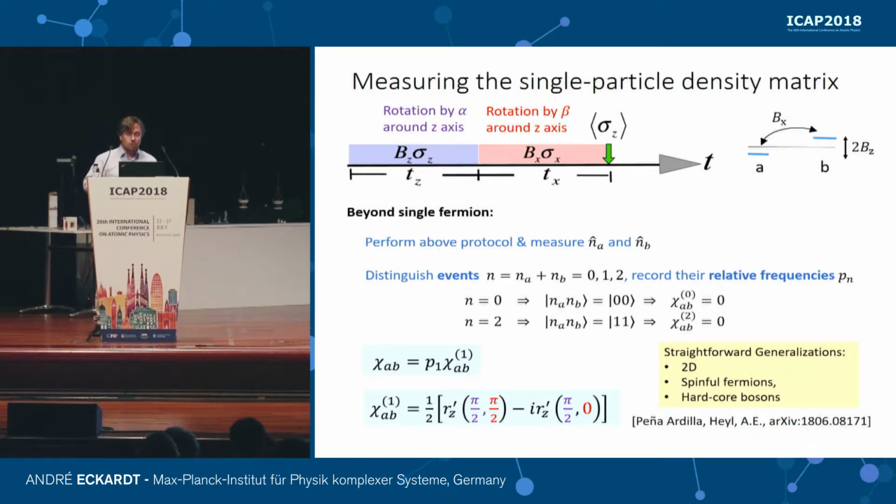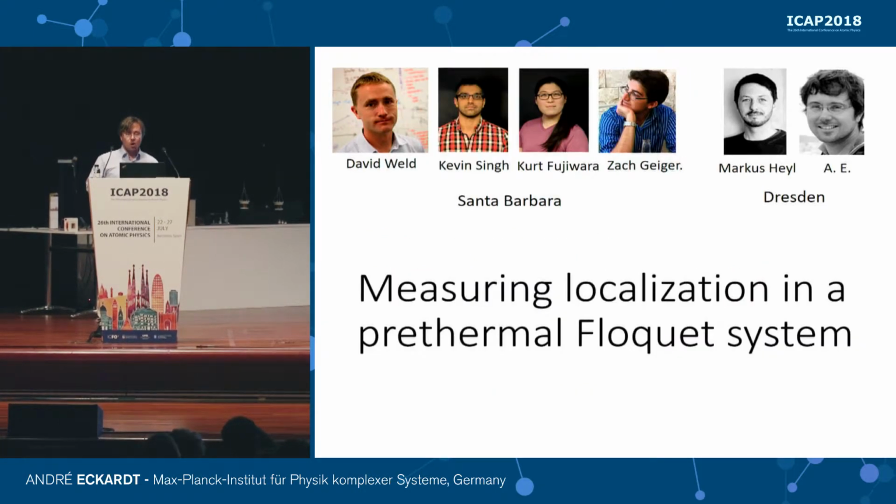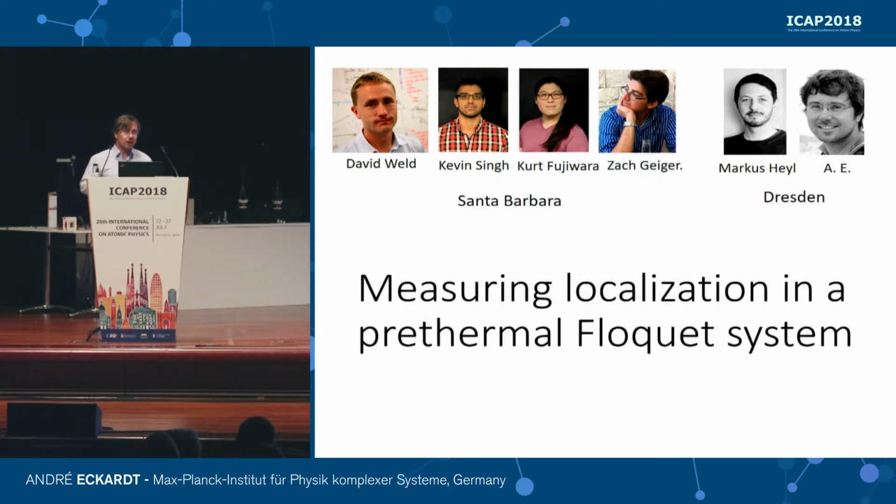And this you can also generalize to spinful fermions in 2D systems and hardcore bosons. For spinful fermions, you just have to measure different spin components on both lattice sides, but I will not go into the details. Okay, so the second part is about measuring localization in a pre-thermal Floquet system, and this is joint work with David Wells' group, and actually it's David's group that really triggered this project.